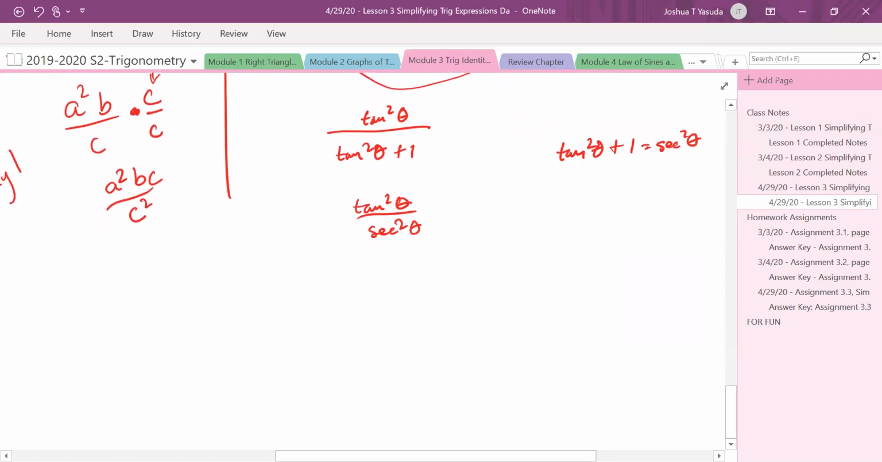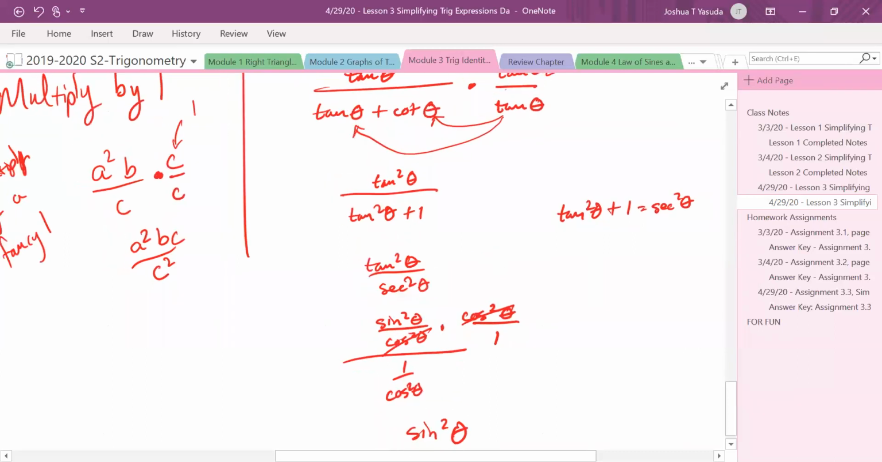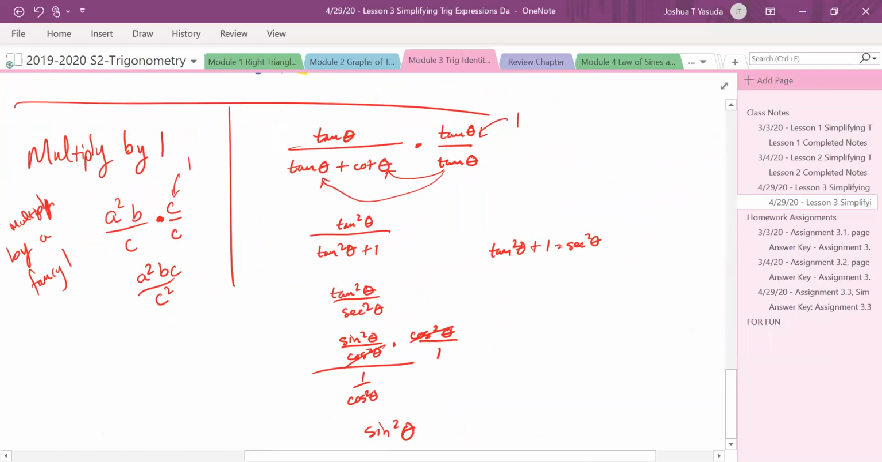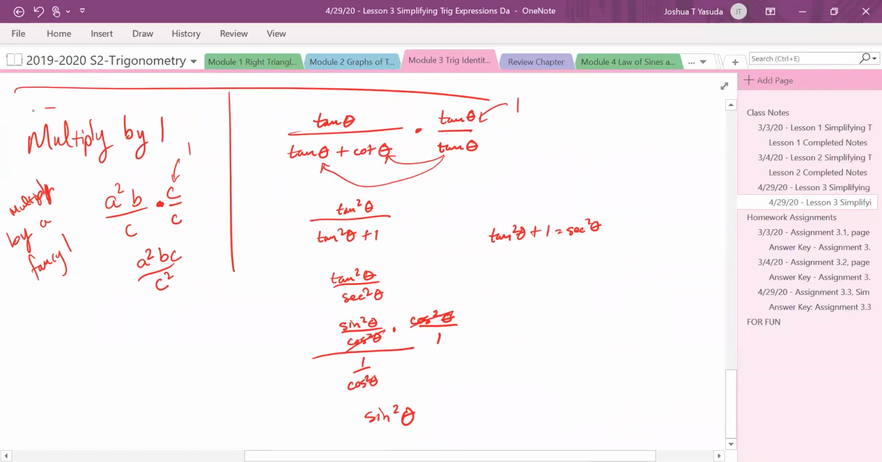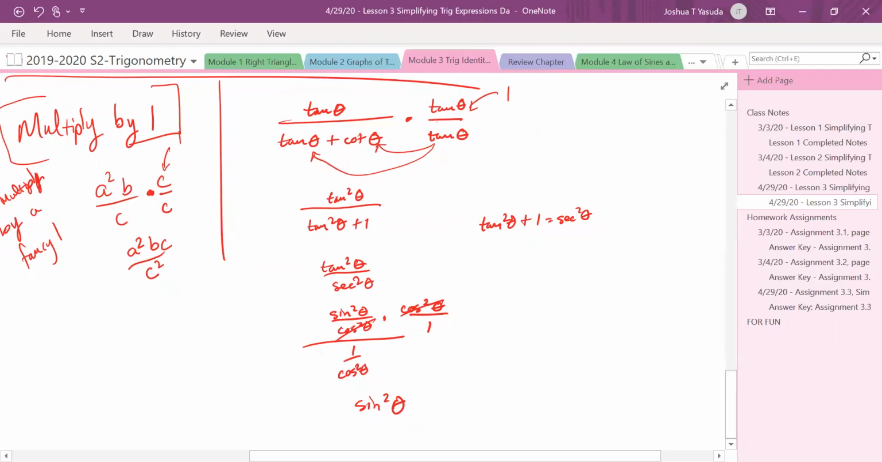And then from there, we can maybe turn it into sines and cosines, so sine squared of theta over cosine squared, all over 1 over cosine squared. Multiply by the reciprocal, cosine squared of theta over 1, cosine squareds cancel out, leaves you with sine squared. It's just another way of doing the problem. It's not the best way. It just is a way. So I wanted to add in that you can multiply by a fancy 1 whenever you want to. You literally can do it anytime, and if it helps you in the problem, great.